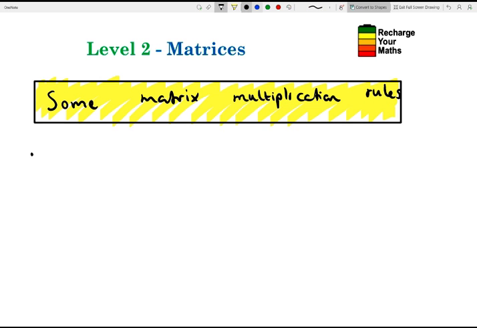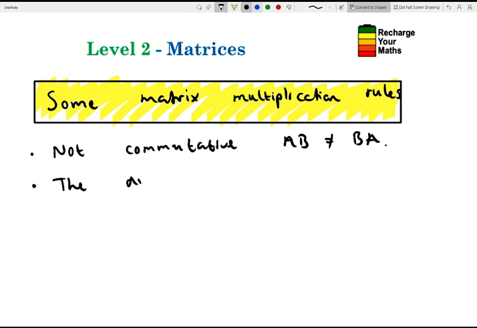Okay, so matrix multiplication is not commutative. By that we mean that the matrix A multiplied by the matrix B is in general not equal to the matrix B multiplied by the matrix A. So this cannot be assumed.